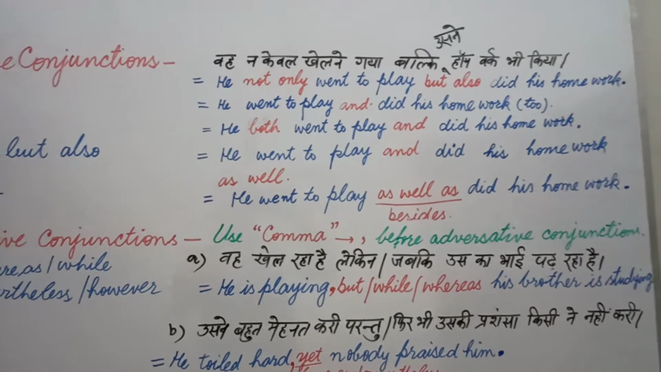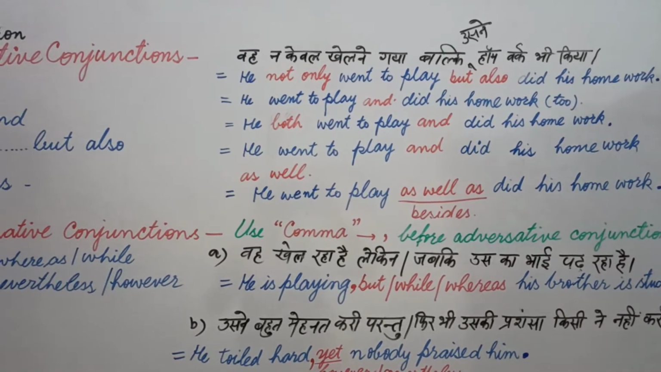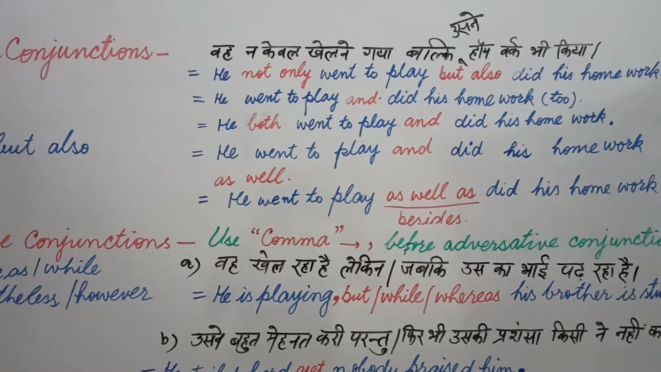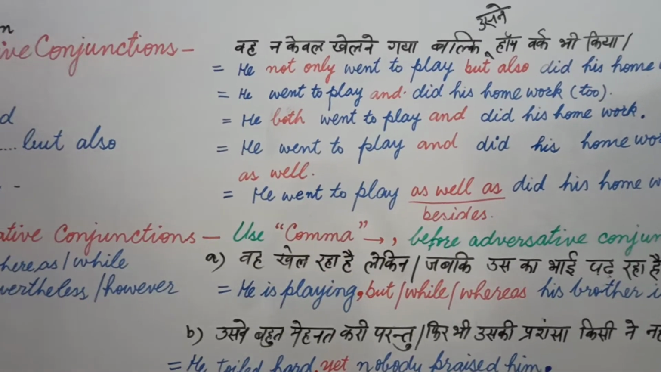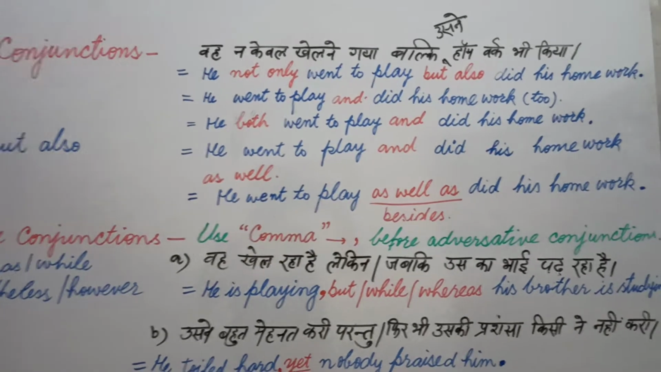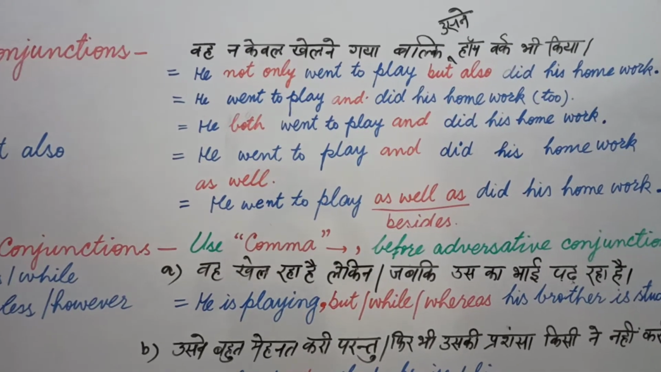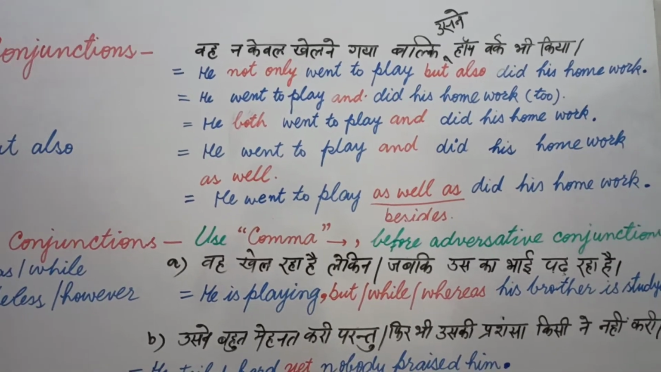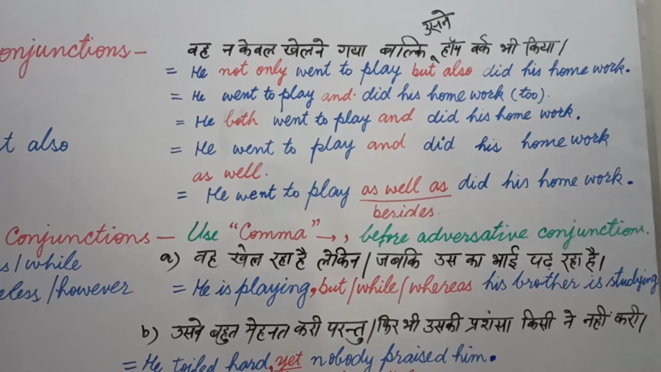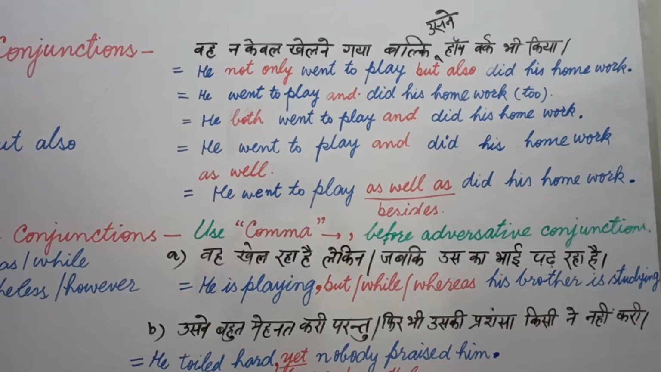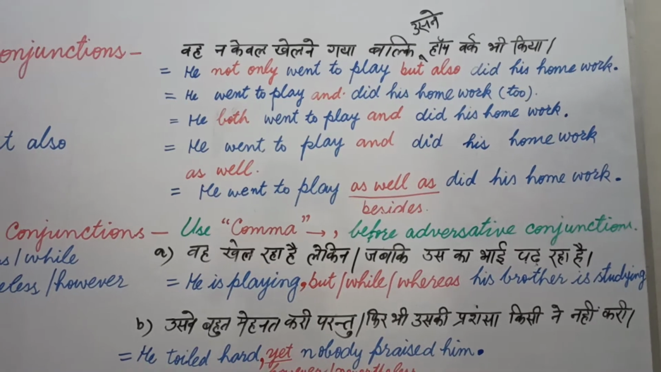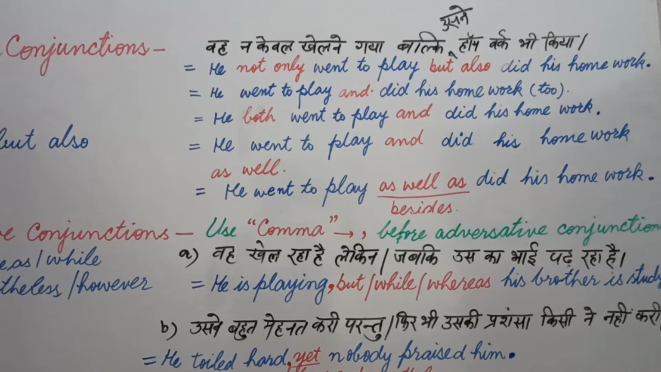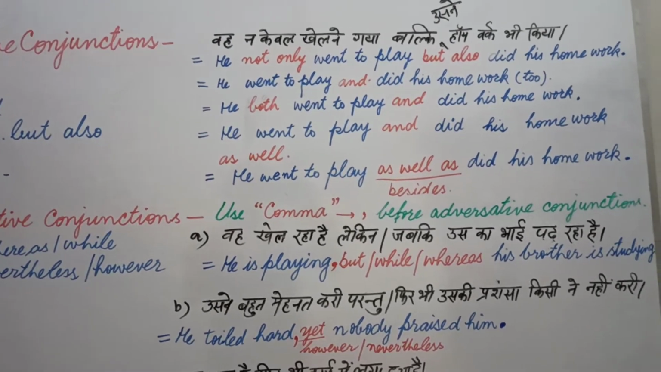Now see in next structure, he went to play and did his homework too. You write 'to' or not, it's up to you, but the main sentence is he went to play and another action, he did his homework. I didn't write he here, and my sentence is he went to play and did his work. Two verbs are there. Because of using two verbs, it is called a clause, and the conjunction 'and' shows its coordinate clause. That's why it is a compound sentence.